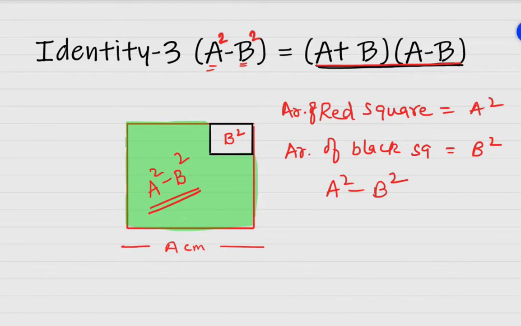Now let us see how we shall get a square minus b square equal to a plus b into a minus b. Let us see.